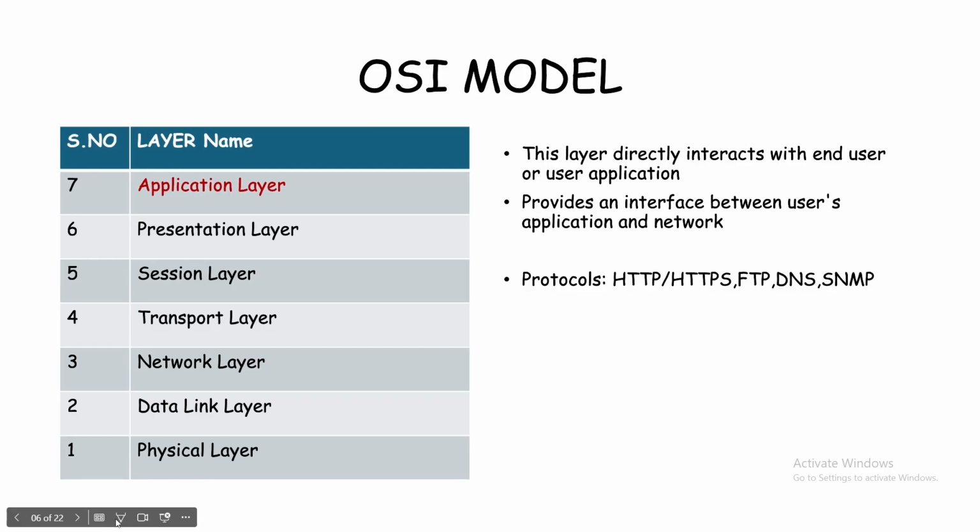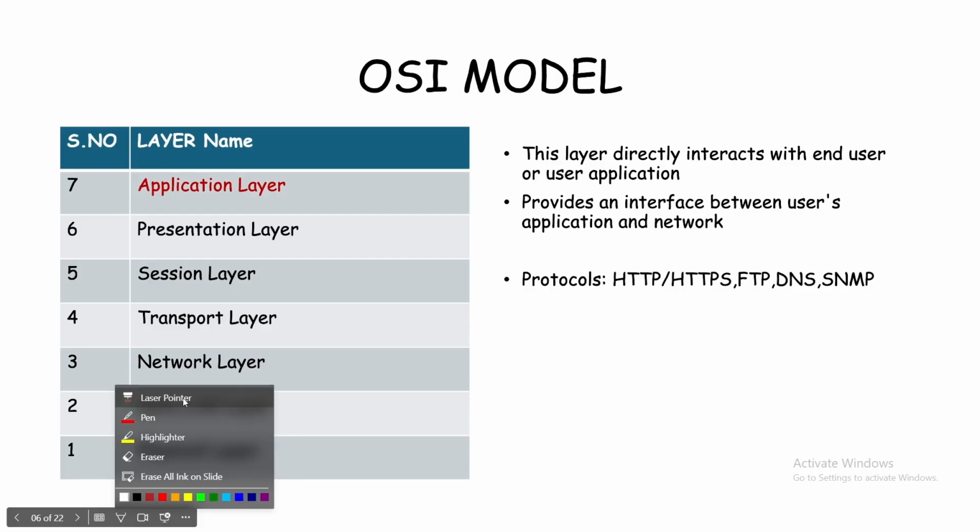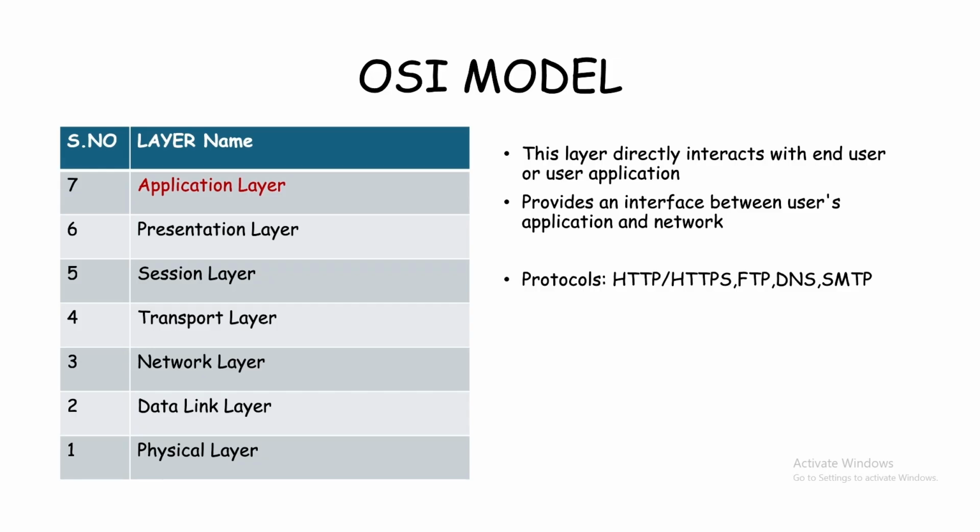But I will give a basic idea about the application layer, presentation layer and session layer. The application layer directly interacts with the end user or user applications. In simple terms, this is the layer where the user actually sees and uses the network service, like opening a website or sending an email. The protocols we use here are HTTP and HTTPS for web browsing, FTP for file transfer, DNS for translating domain names into IP addresses, and SMTP for sending emails.